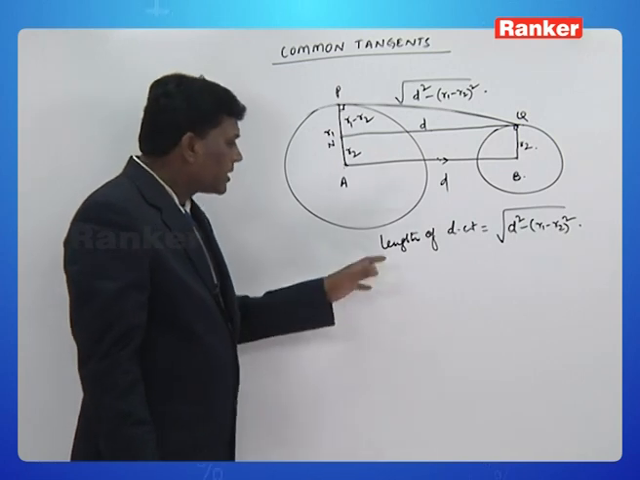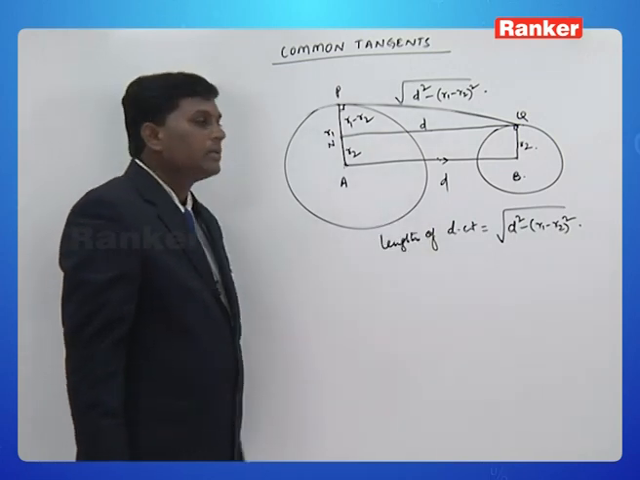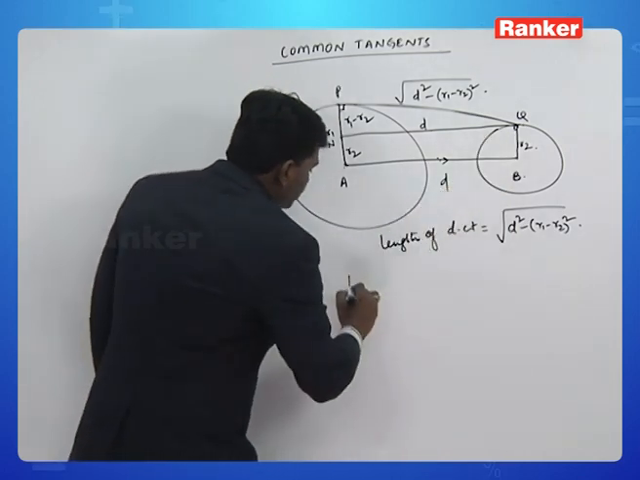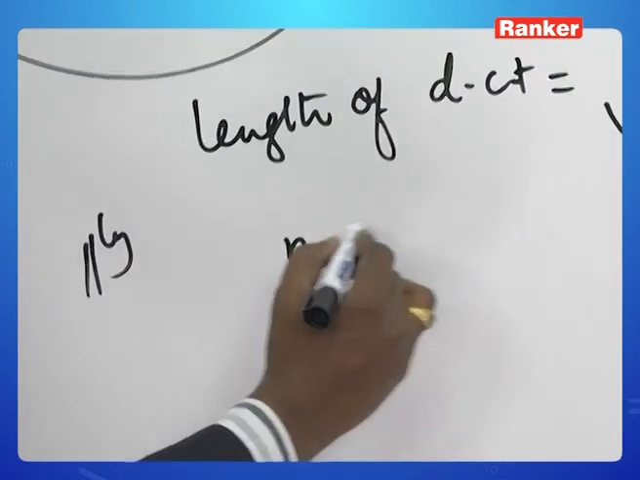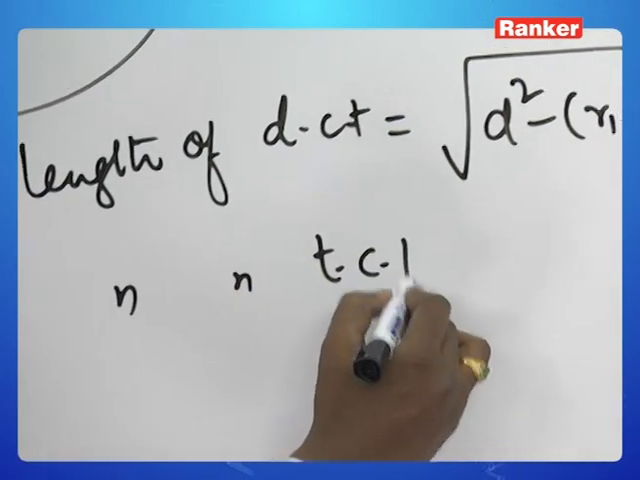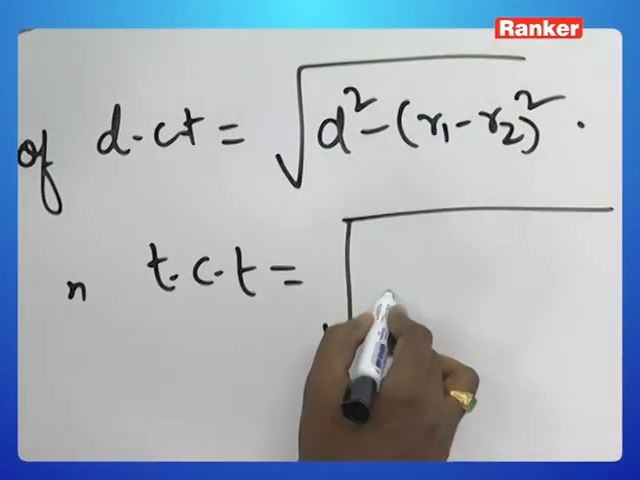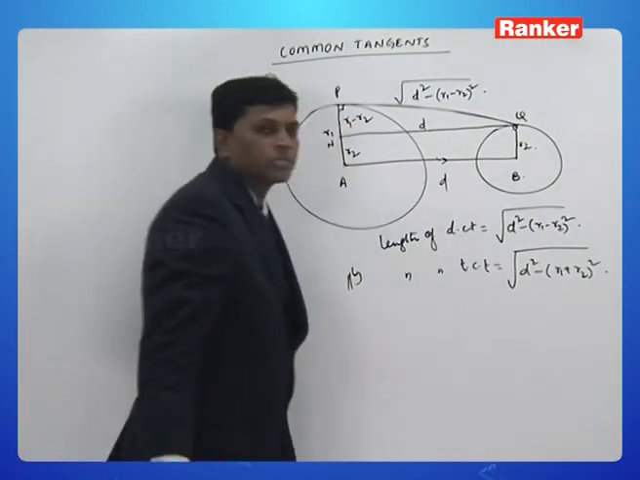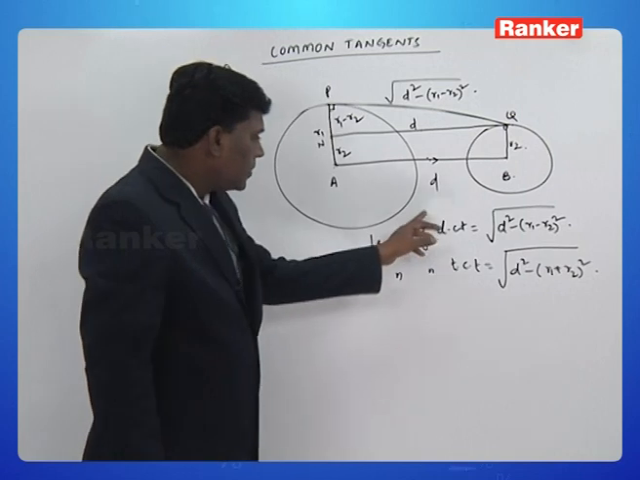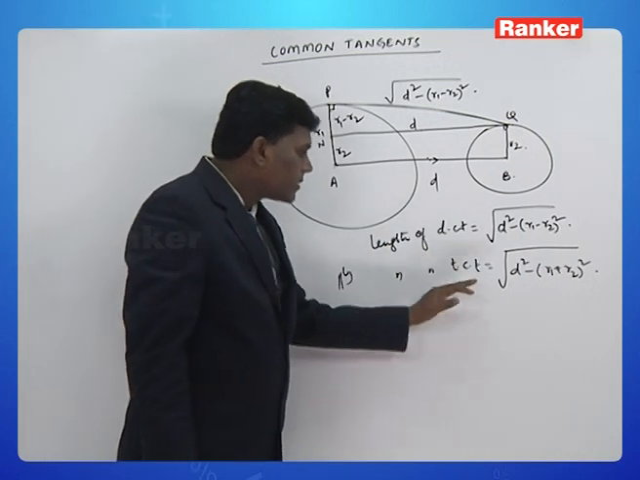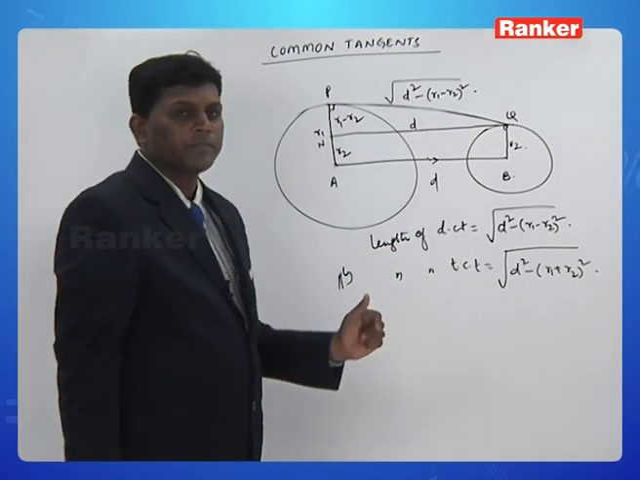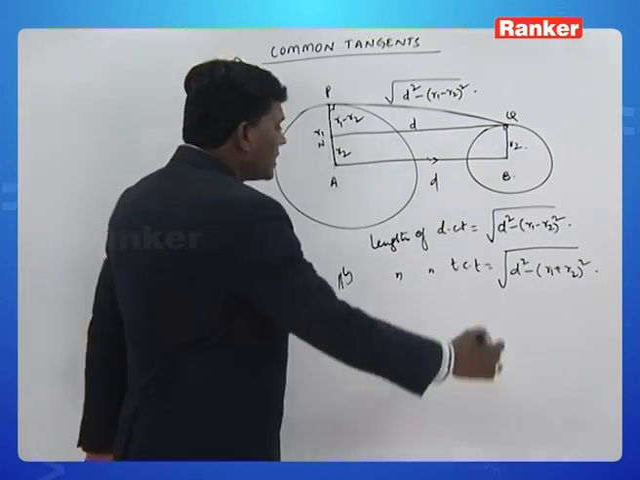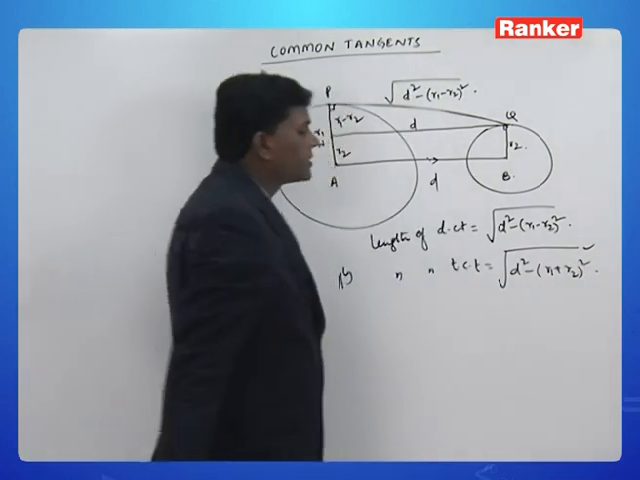And one can prove very comfortably in a similar way the length of the transverse common tangent also. Similarly, the length of the transverse common tangent we can prove as under root D square minus R1 plus R2 whole square. These two lengths we can remember as standard results because deriving them every time is not an easy task. That's why we can take them as standard results.